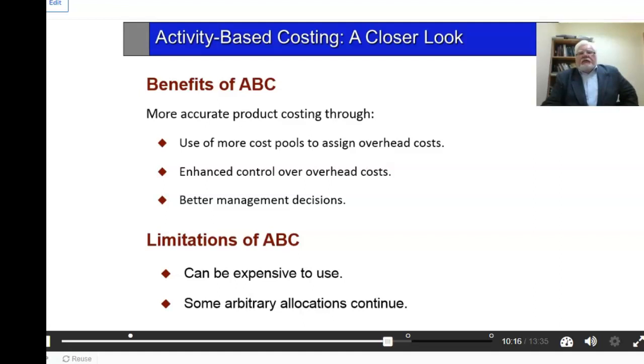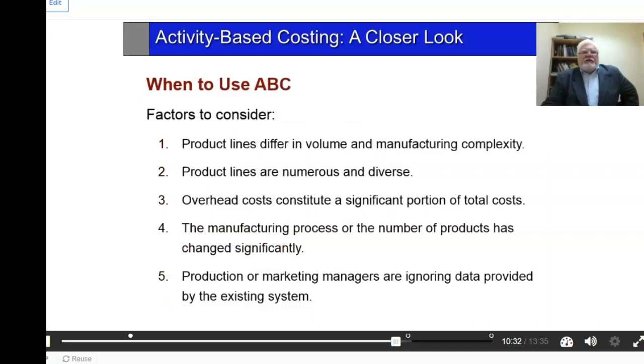However, some of the limitations, it's still arbitrary. How much actually goes in each pool is an educated guess. And it can be very expensive to implement. So those are the costs and the benefits of it.